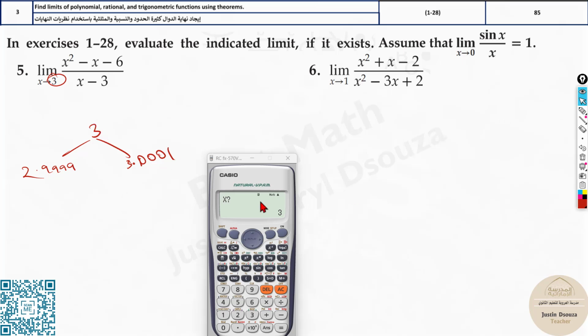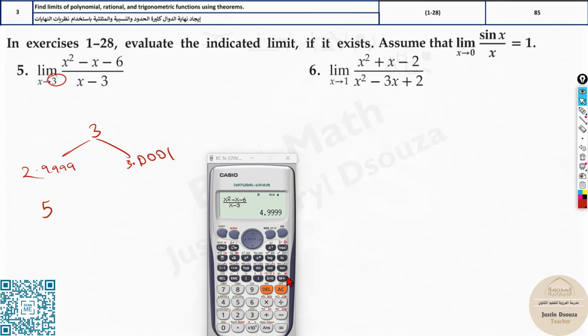So how about these values? Now let's calculate. Now we are over here, right? See, if we press 3, it's a math error. Now let's calculate at 2.999. What's the answer we are getting? It's almost 5. It's 4.999. That's 5. Let me write it down over here. For 2.9 and the left side, I'm getting 5.